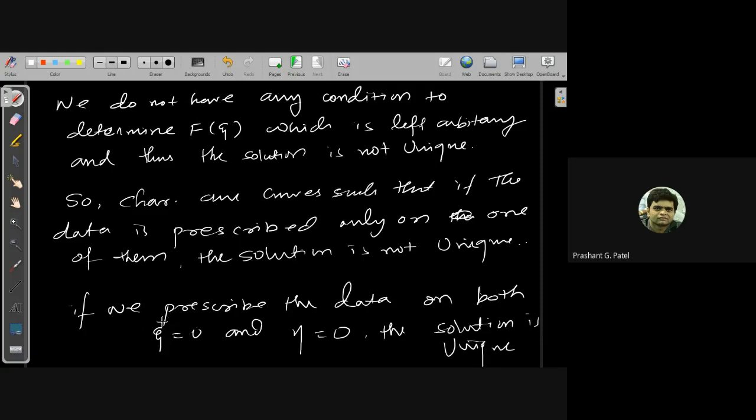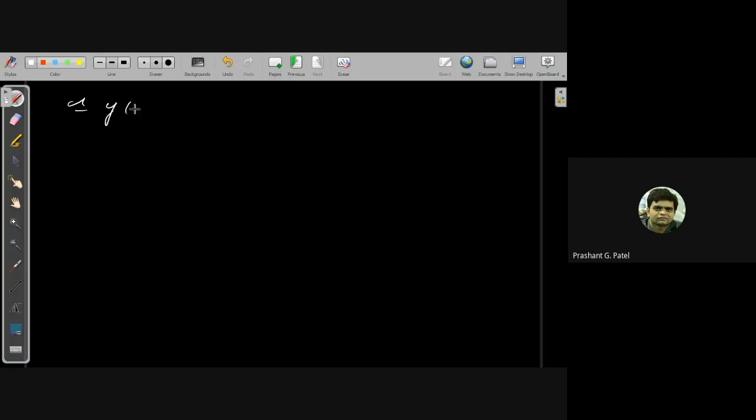So if we have data given on both the characteristics, then the solution should be unique. Let us see this. That means y of 0, eta is given, and y of xi, 0 is given, where in one xi is 0 and in the other eta is 0. It has f of xi.